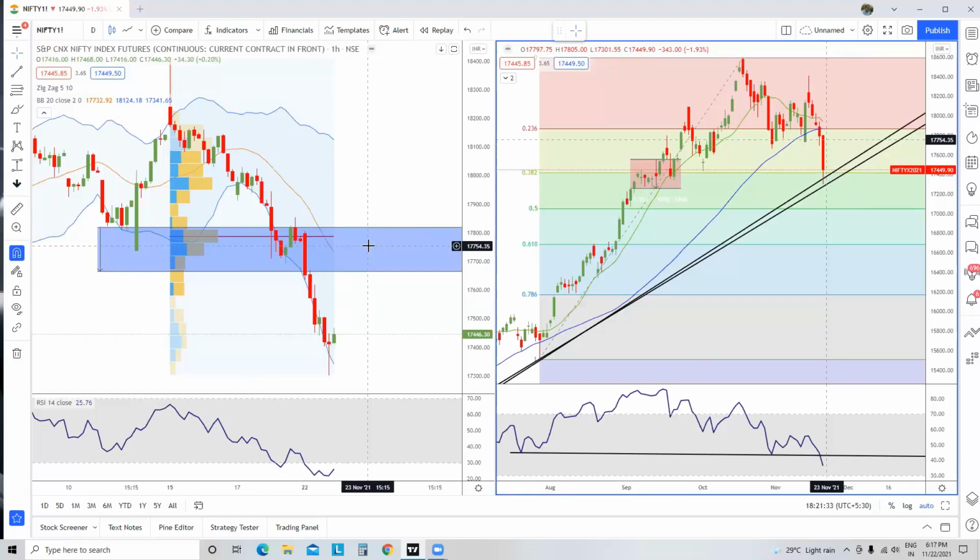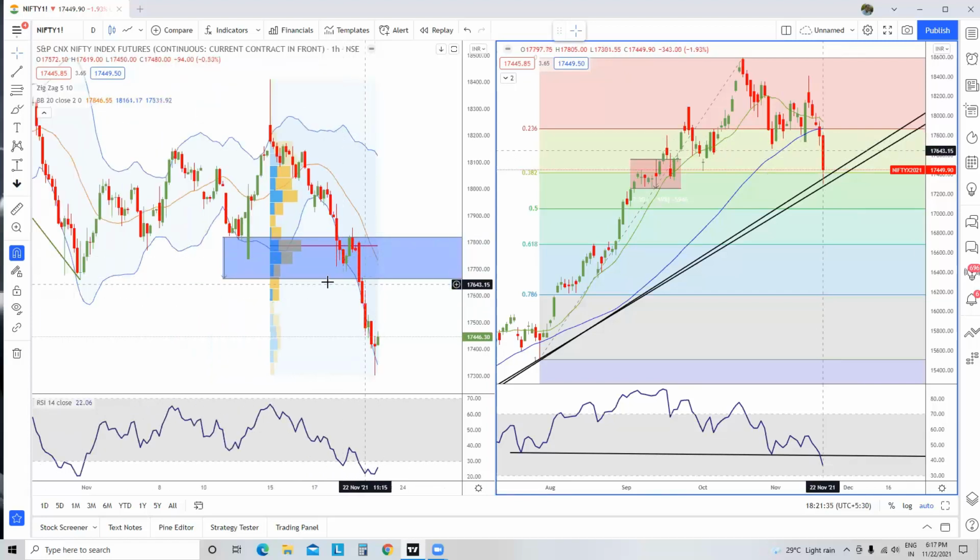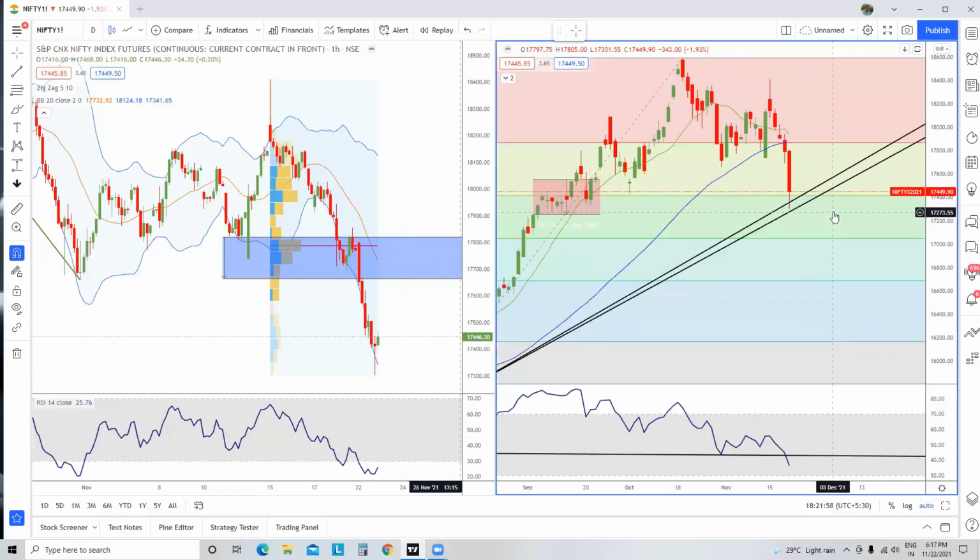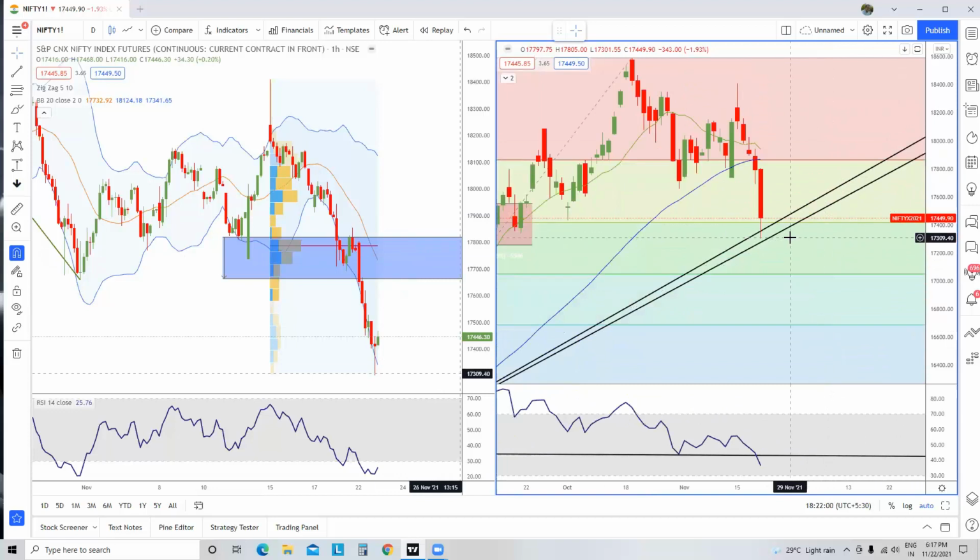And in case there is a pullback, this particular zone of 17,820 to 17,665 will try to give immediate resistance to the price. And talking of supports, you can see that this zone from 17,420 to possibly today's low, I would suggest 17,311, somewhere around there, this entire zone will provide immediate support to the market.